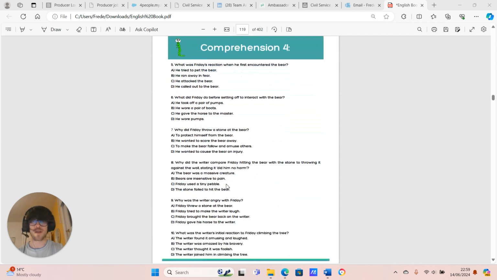Right, have a look at these questions. If you want to have a go at them before I explain them, please do. But let's have a look at them now. What was Friday's reaction when he first encountered the bear? Well, remember, he went, oh. Do you remember that speech? He called out to it three times. Has to be D.